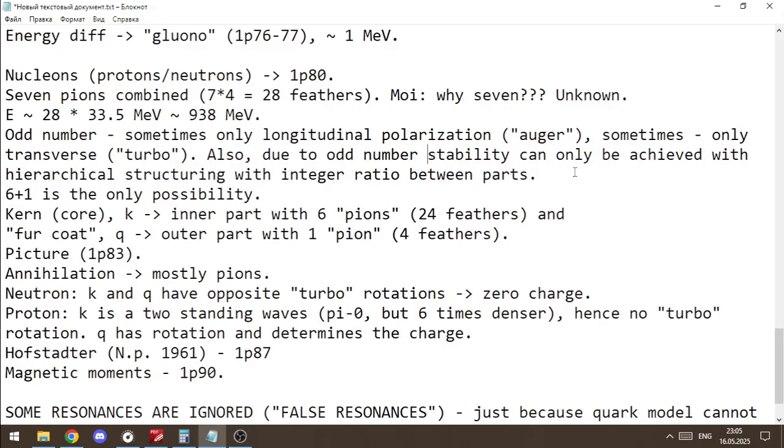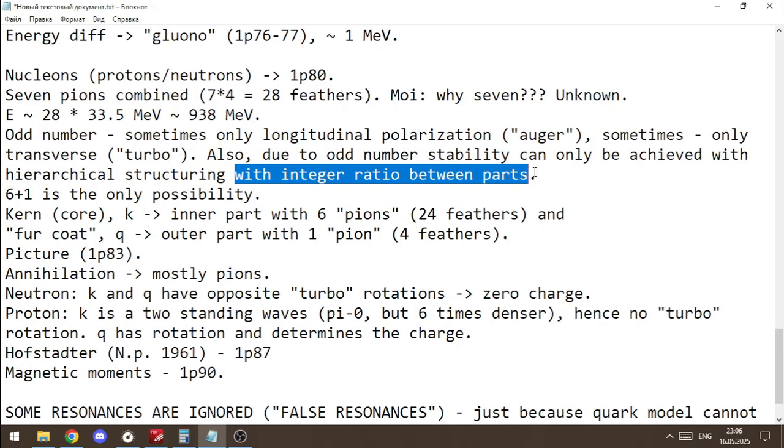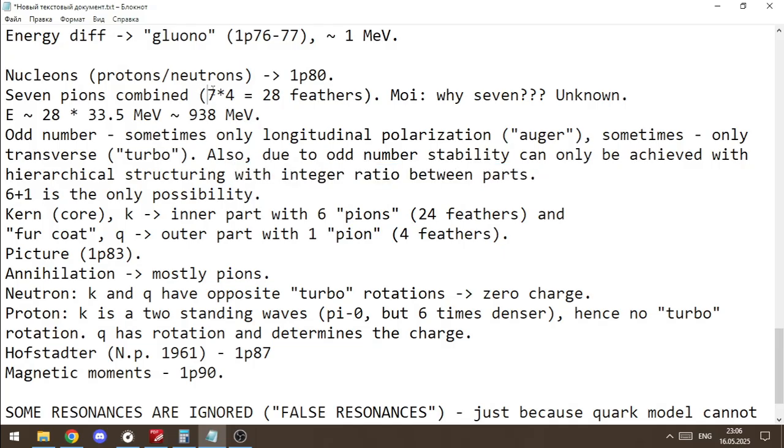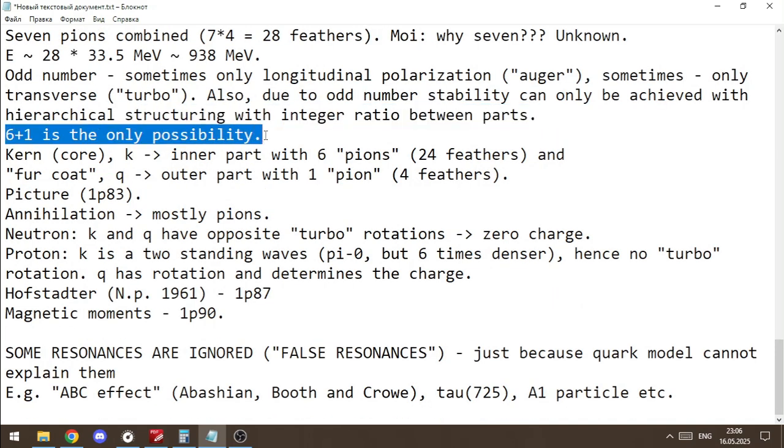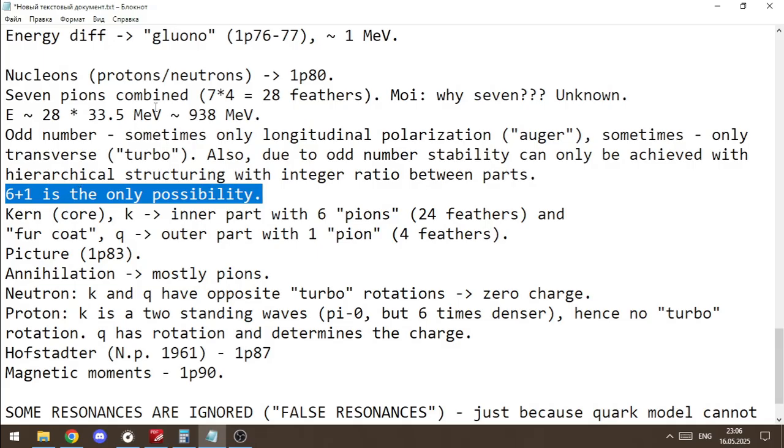The stability of the structure can only be achieved with hierarchical structuring, with integer ratio between parts. So it's not just a lump of 28 feathers, but they have to organize into some sort of a Russian doll type of structure, something to that effect, right? A hierarchical structure, not just any, but with integer ratio between 2 parts. And he says that 6 and 1 is the only possibility. So 6 pions would represent one substructure and 1 pion would be another, all right?